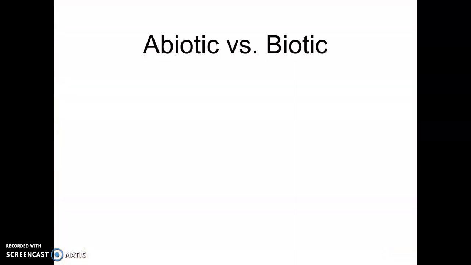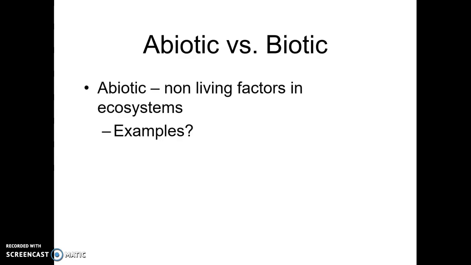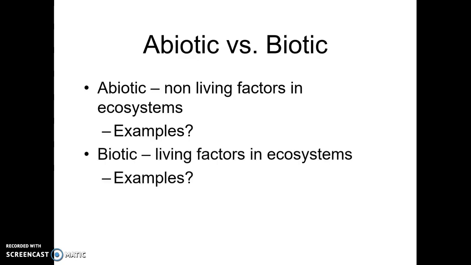One of the first things we did last week was abiotic and biotic factors. Just to refresh your memory, abiotic factors are non-living parts of an ecosystem. So we'll get to some examples in just a second. And then biotic factors are all the living things in an ecosystem. And the example we'll look at in a second has some misconceptions that I saw on some of the work that you guys did last week.